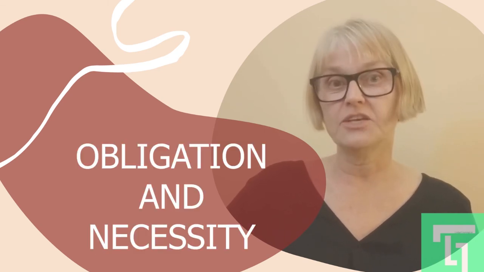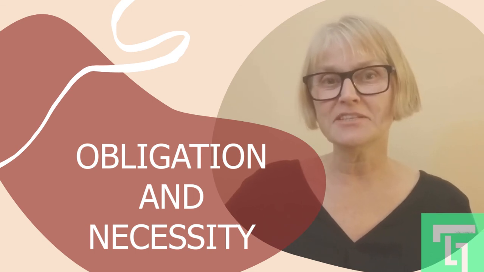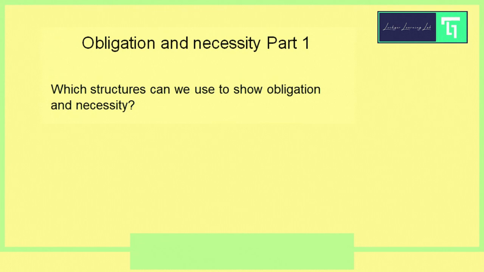Now today you have to study quite hard and you need to listen very carefully because today is obligation and necessity. So let's go and start studying. Which structures can we use to show obligation and necessity? Now you're probably going to say yes, we can use have to and must. You're going to be right. We're going to have a look at these and see exactly how and when we use them.